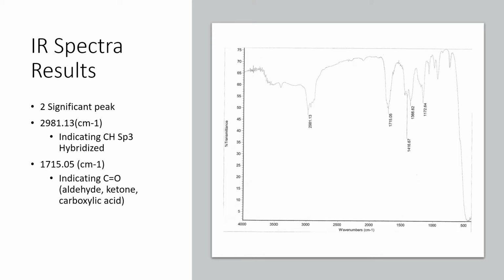The test yielded two significant peaks, one at 2981.13, indicating a CH bond, sp3 hybridized. There was another peak at 1715, indicating a C=O double bond. This could be an aldehyde, ketone, or carboxylic acid.